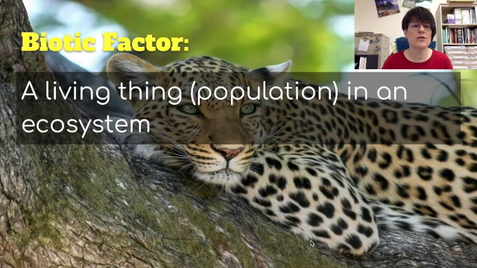So we've been taking a look at ecosystems, which is a system where living things interact with non-living things. And we took a look at the non-living things last time, which are abiotic factors. Today we're going to take a look at the biotic factors. These are the living things or population in an ecosystem. So today is focused on living things.